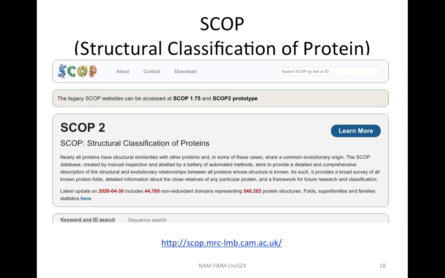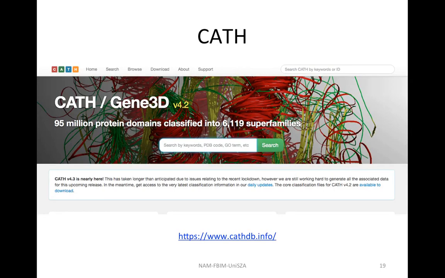SCOP stands for Structural Classification of Proteins. SCOP classifies protein structures in a hierarchical manner. There are three classification levels: family, superfamily, and fold. Meanwhile, another one is the CATH database. The CATH database also classifies protein structures hierarchically, but into four categories, which are class, architecture, topology, and homologous superfamily.